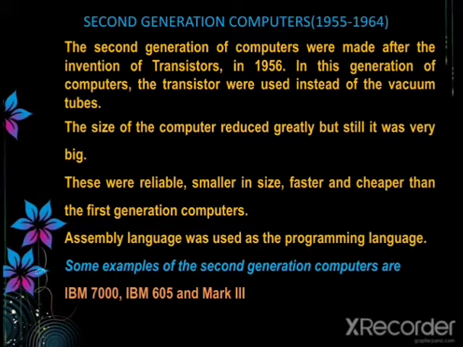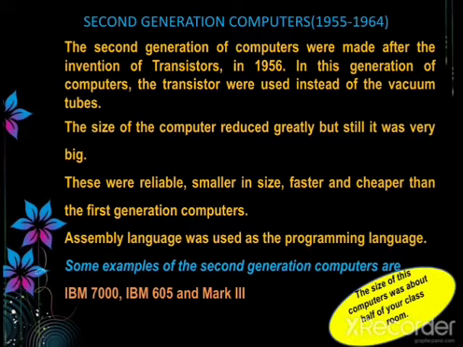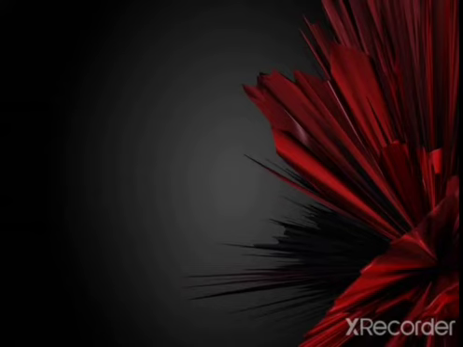The size of the computer reduced greatly, but still it was very big. These were reliable, smaller in size, faster and cheaper than first generation. Assembly language was used as the programming language. Some examples: IBM 7000, IBM 605 and more. The size of the second generation of computers was about half of your classroom.